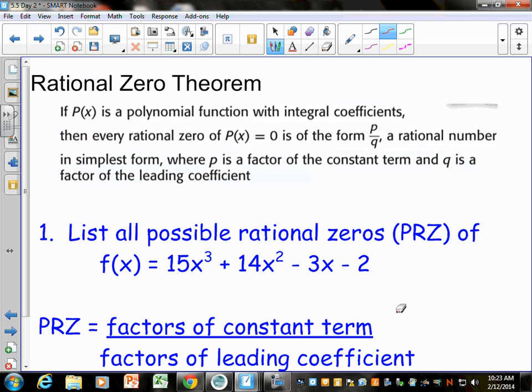I lost my pen. Where you take, so we might want to say this, P over Q equals, oh look, it's down here. Factors of the constant term over factors of the leading coefficient. So maybe we won't write that.